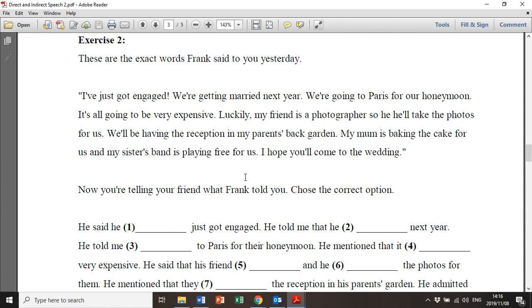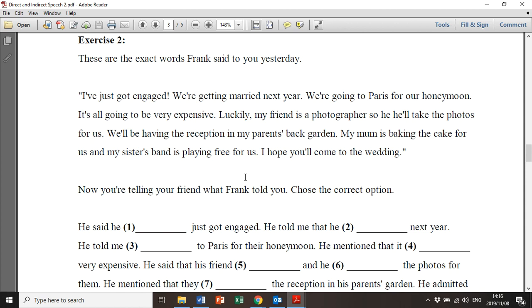to you yesterday. I have just got engaged. We are getting married next year. We are going to Paris for our honeymoon. It is all going to be very expensive. Luckily, my friend is a photographer, so he will take the photos for us. We will be having the reception in my parents' back garden. My mom is baking the cake for us, and my sister's band is playing free for us. I hope you will be coming, or you will come to the wedding.